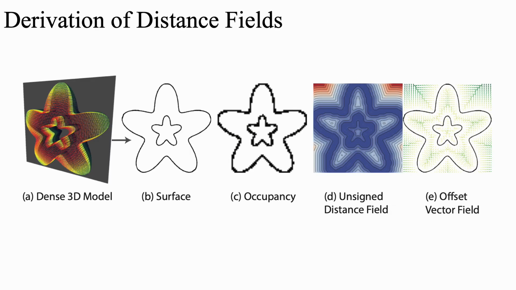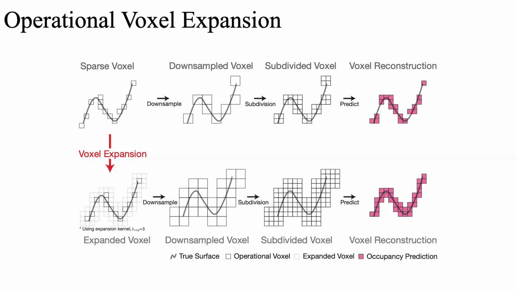Here we visualize how we reconstruct the ground truth distance fields for supervision. The unsigned distance field encodes absolute distance from occupied voxels, while the offset vector field captures signed distance from each voxel to the true surface, allowing precise geometrical reconstruction.